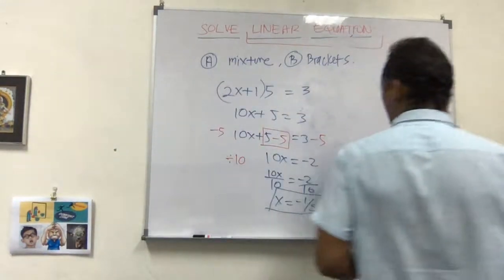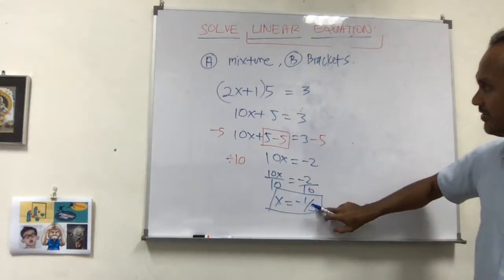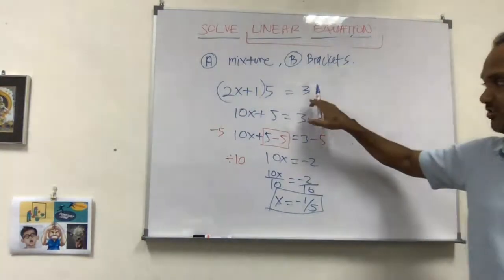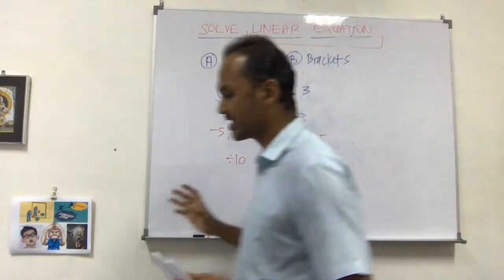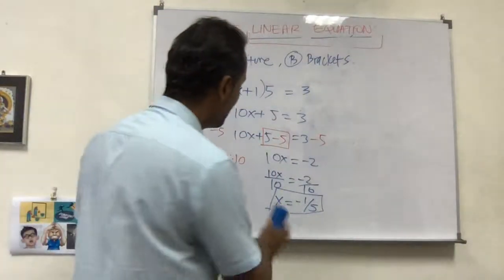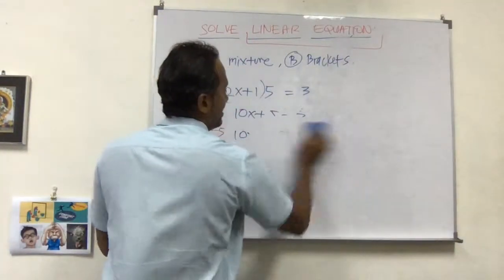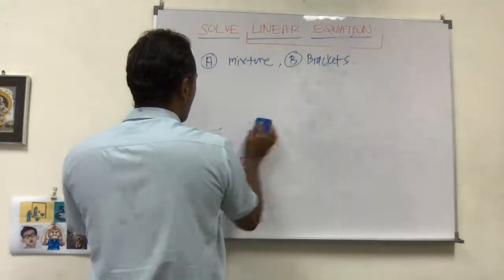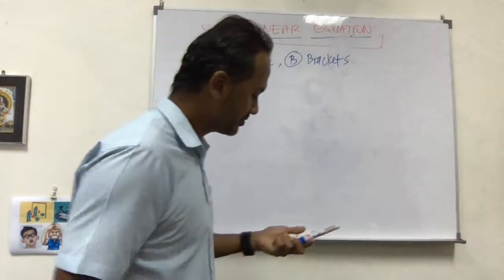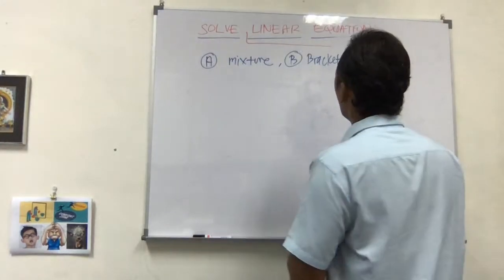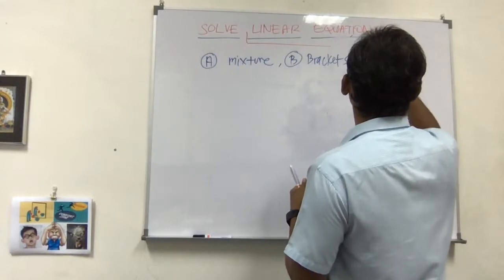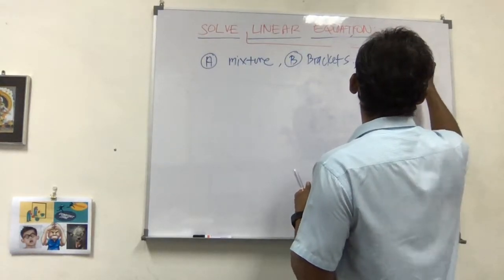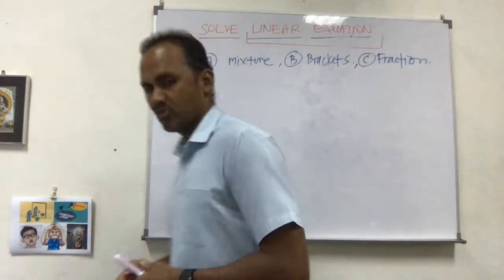Of course, we can always take 1/5 and put it here, simplify, and you'll get exactly 3. Okay, there you go. This is the second form. And the third form of solving a linear equation involves fractions. Let's look at an example.